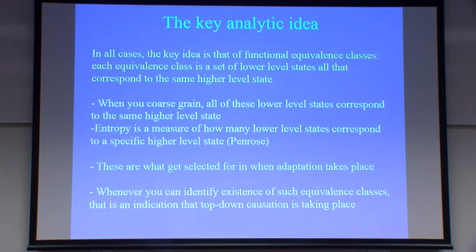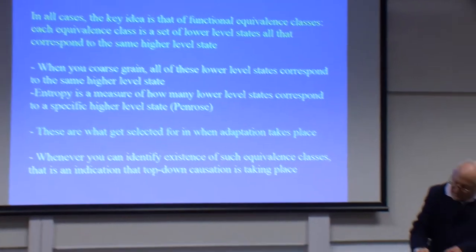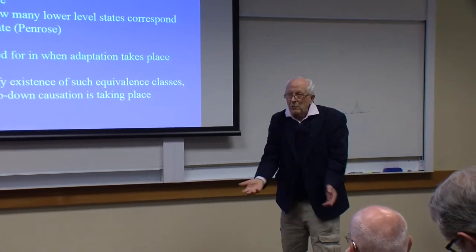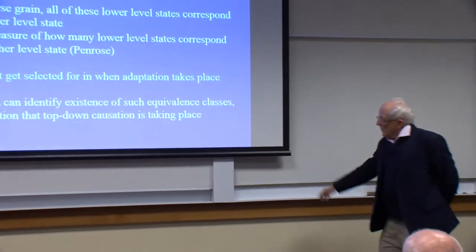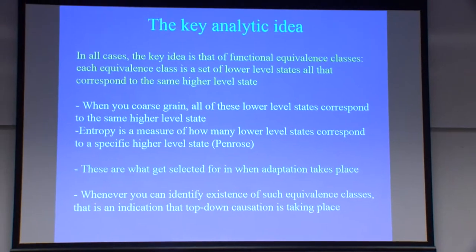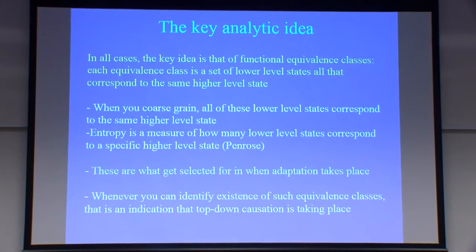Like a gas at a given temperature and pressure, there are billions of different ways it can be realized at the lower level. When you coarse grain, all of these lower level states correspond to the same higher level state. Entropy is a measure of how many lower level states correspond to a specific higher level state. And it's the higher level state that gets selected for when adaptation takes place. And it doesn't matter which lower level state realizes the higher level state. The higher level state gets selected, and any one of the lower level states will do for the purpose of higher level adaptation. Whenever you can identify existence of such equivalence classes, that's an indication that top-down causation is taking place.